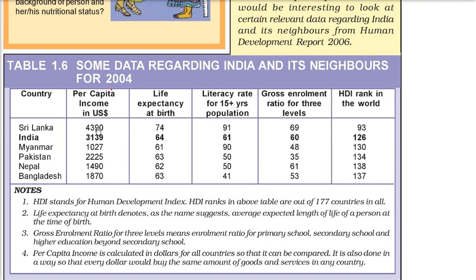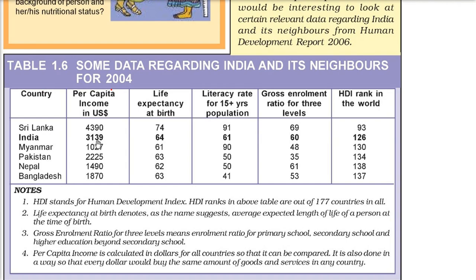Sri Lanka is a very small country. Even the life expectancy is 74. Also, the literacy rate for 15 plus years is 91. 69 is the gross enrollment ratio for 3 levels, and the HDI rank is 93. But if you see, there are various places where India lags behind a very small country, Sri Lanka.